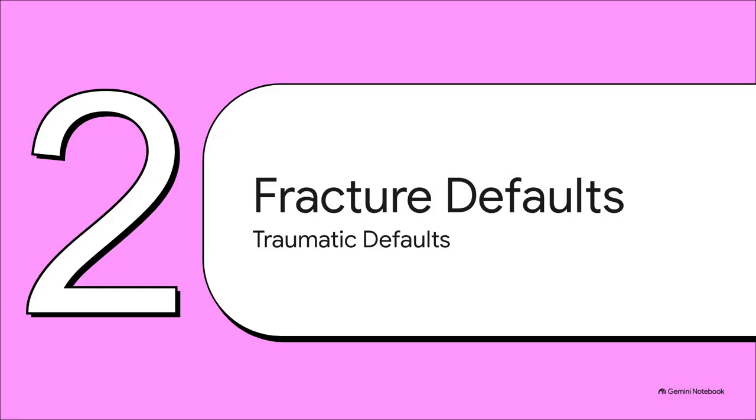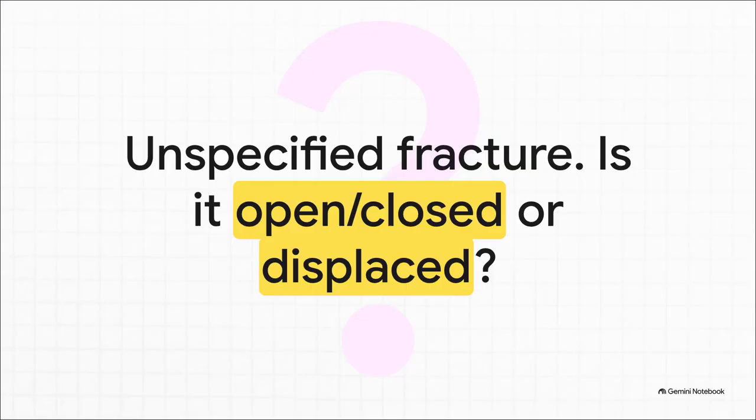Moving right along to Section 2, Trap 2, fracture defaults, traumatic defaults and extensions. Now, exam writers absolutely love testing imperfect documentation. It happens all the time in the real world, right? So here's the scenario. A board question presents a patient with a fracture, but the documentation lacks specificity. It just says fractured femur.